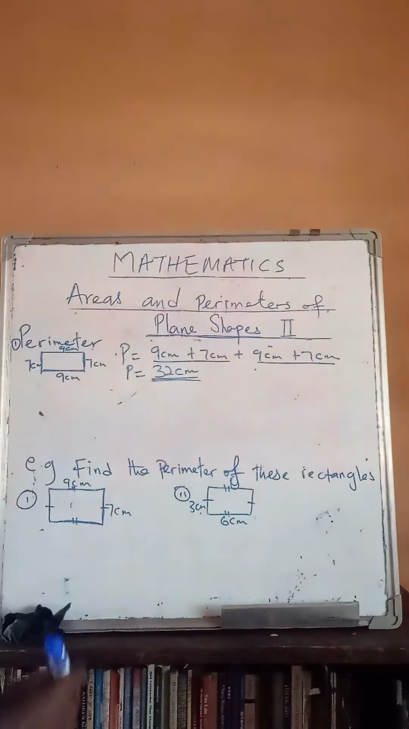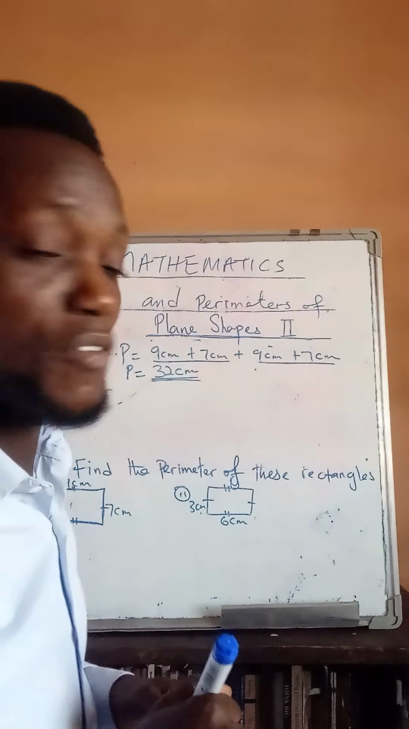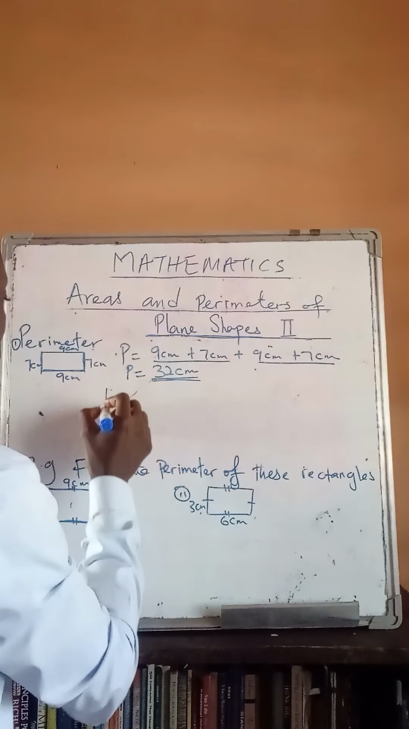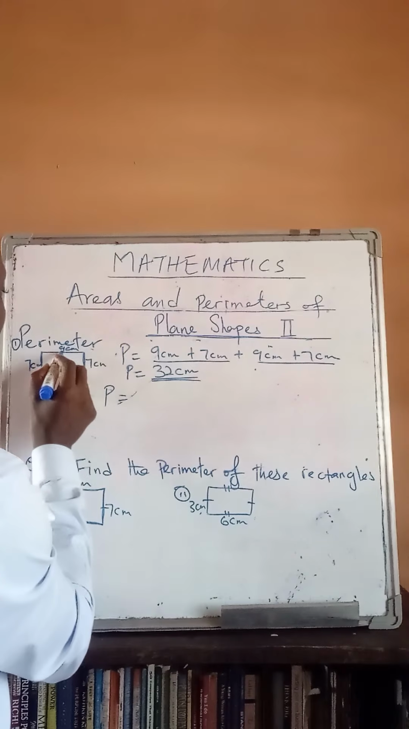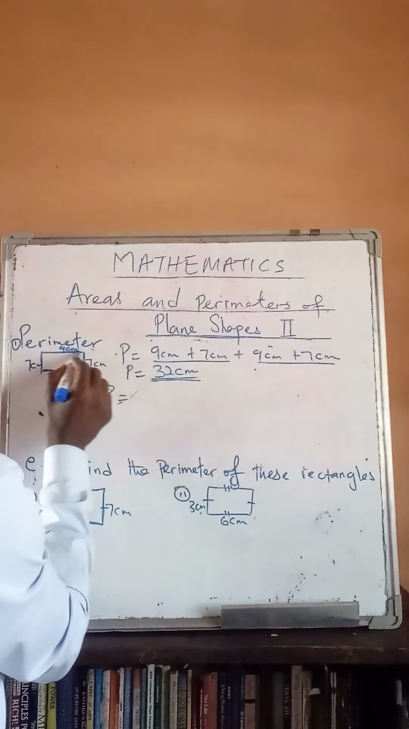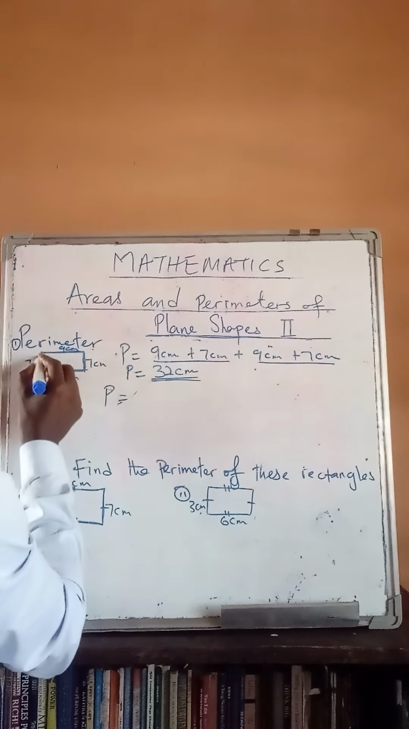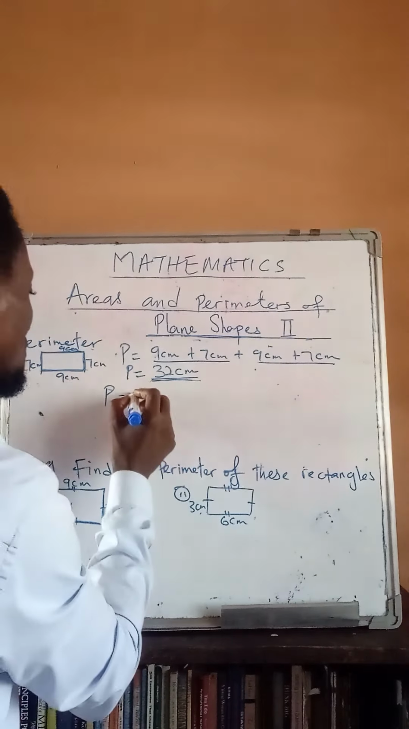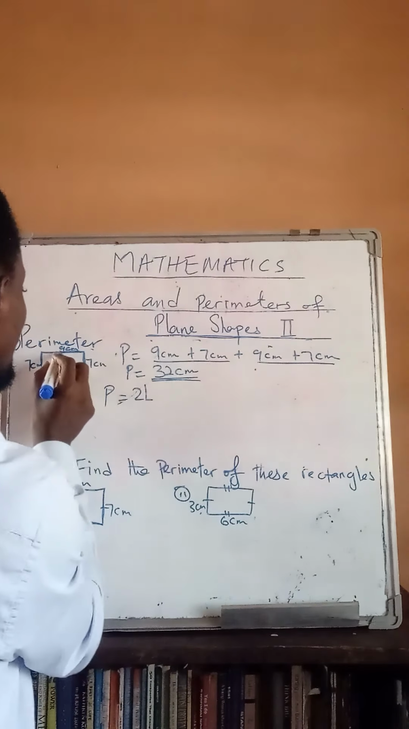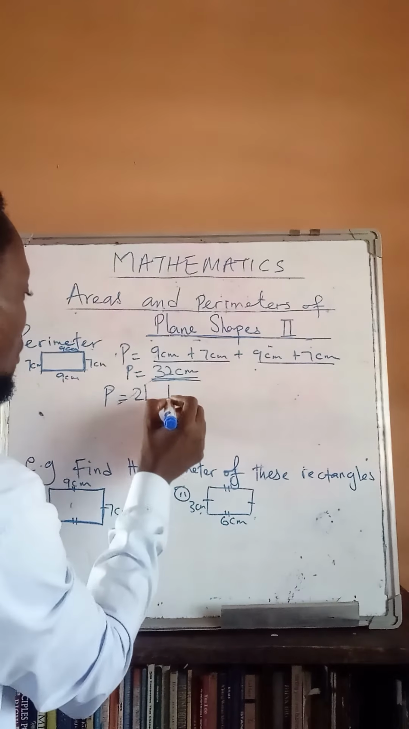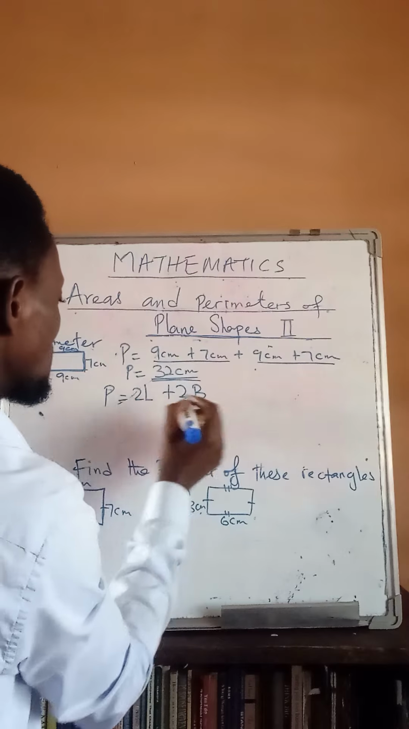Now, if you don't want to go through this long method, there's a short method. There's a formula for finding the perimeter of a rectangle, and the formula is this. Because we have two lengths, this is length 1, this is length 2, and then we have two breadths, this is breadth 1, this is breadth 2. So we can now say 2 lengths, which is 2 of this side, plus 2 breadths, which is 2 of this side.